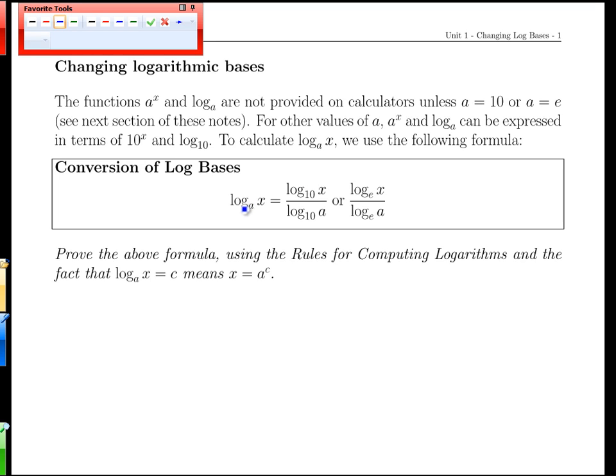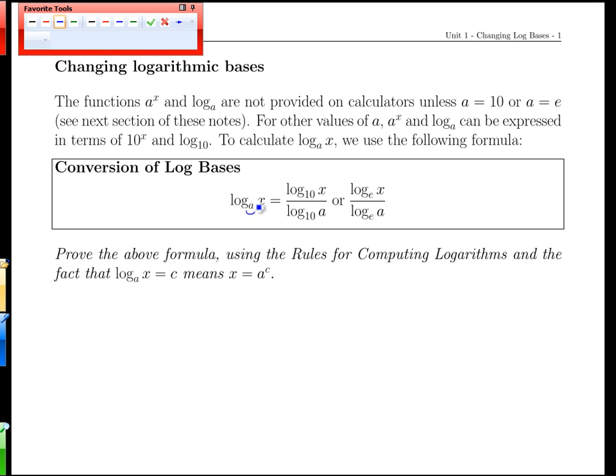So let's just take a look at the statement we're going to use here. If we need to find the log base a of some number, it turns out we can take the log of that same number, base 10, and then just normalize it by the log base 10 of the base we were supposed to use in the first place. And this, of course, is all calculations we can do with the calculator.